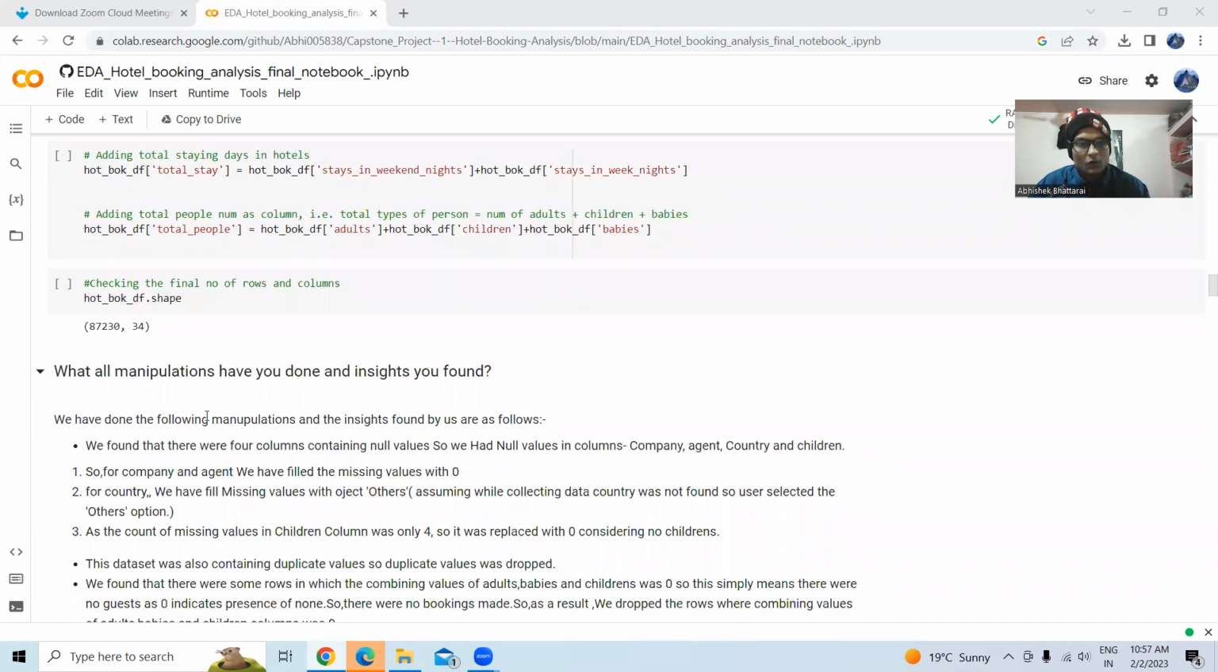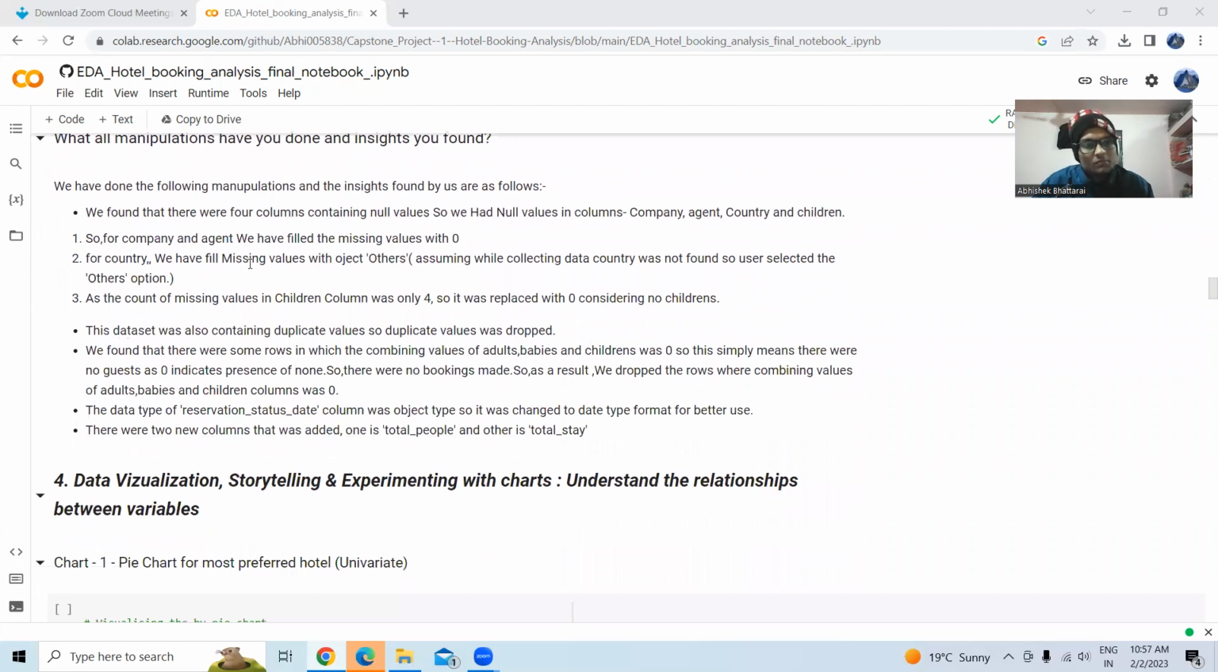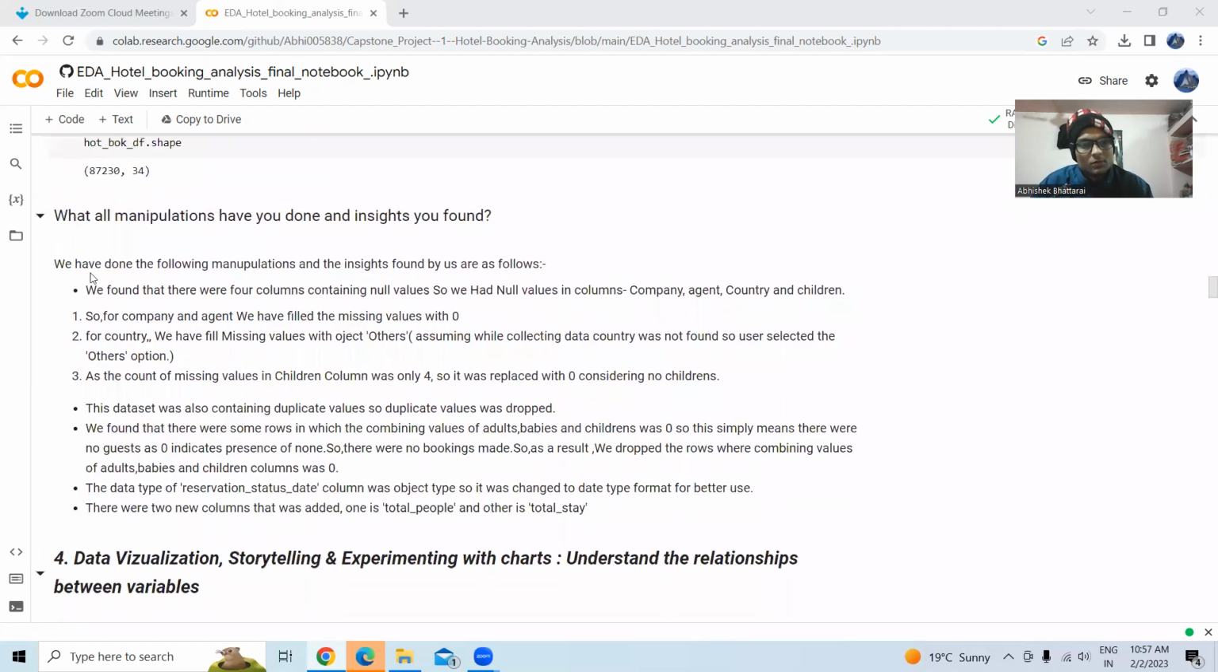87,230 rows and 34 columns. Yes, so these are some insights that I have found after doing these things. So we have done the following manipulations and the insights found by us are as follows.